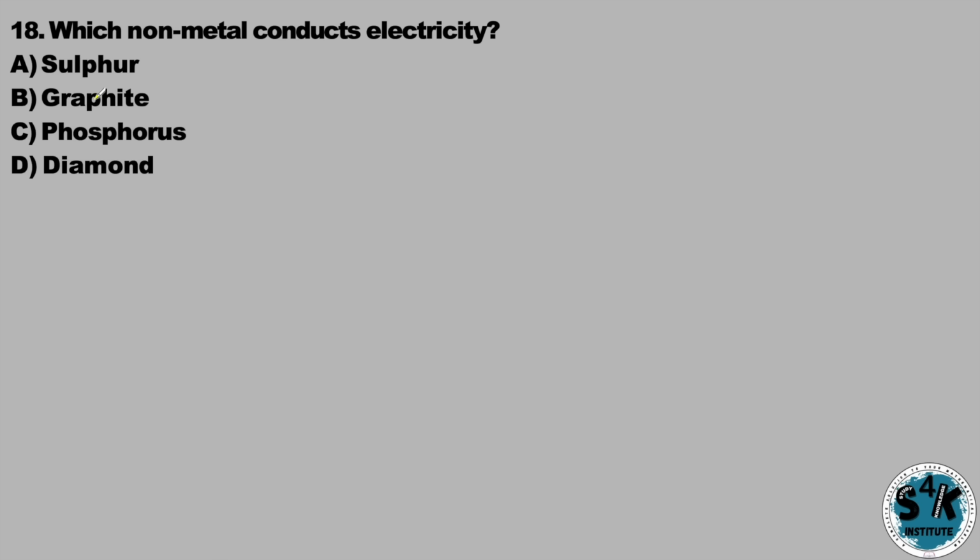Which non-metal conducts electricity? So it is graphite. Like we have in a pencil. Inside the pencil, the part with which we write is nothing but graphite.